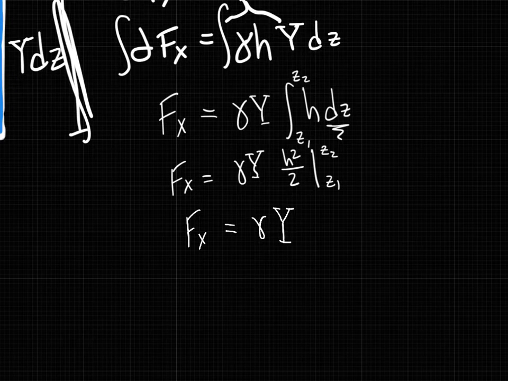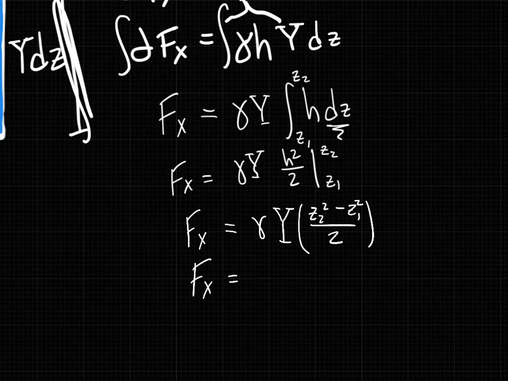If I plug this in, I end up getting something quite ugly: z2 squared minus z1 squared, divided by 2. And you're kind of like, okay, Wagner, how does this help? You think that this was easy? I don't think this was easy, but I think that the result is going to make our lives easier. And I'm going to show it to you right now. This is the magic.